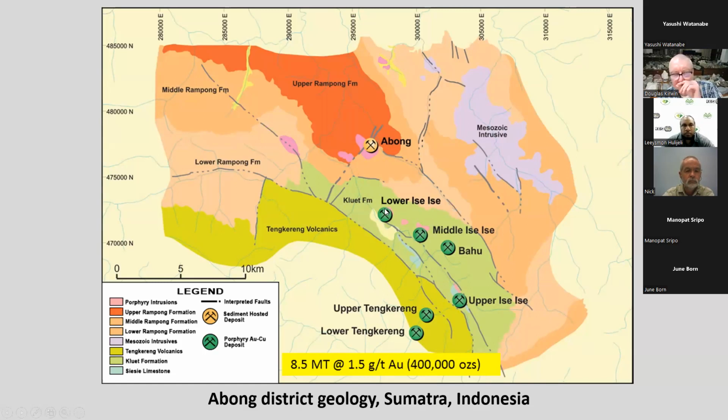I think it was Rio Tinto or CRA way back that found Isi, and then much later the Tankarang porphyries were found and the sediment-hosted gold mineralization at Abong. Looking at the scale here, from the sediment-hosted mineralization to the porphyry is approximately 7 kilometres, at least in plan. There may be a mineralized porphyry source closer and underlying Abong.